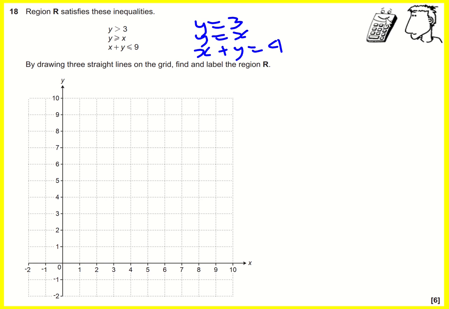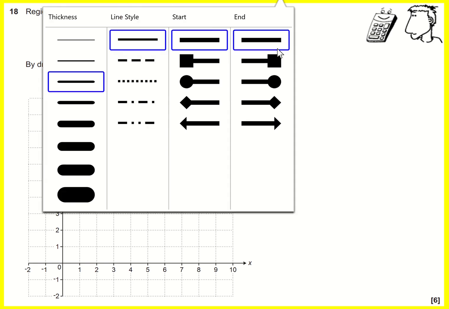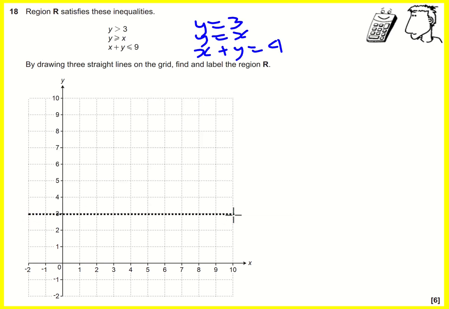So y equals 3, well, that is this horizontal line. Everywhere along here, y is equal to 3. This is 7, 3, this is 6, 3, this is 5, 3. It gives you a horizontal line. Just going to get rid of those crosses though, because actually it's not allowed to equal 3. So what we must do is draw a dashed or dotted line to represent that inequality. And there we have it.